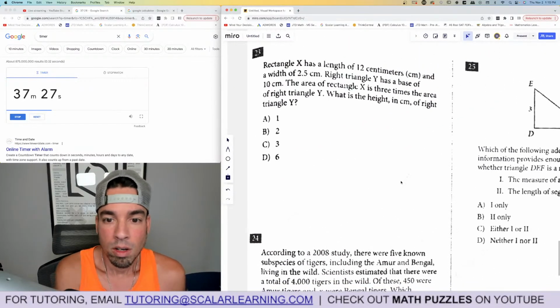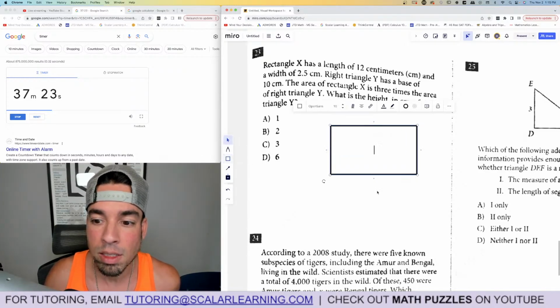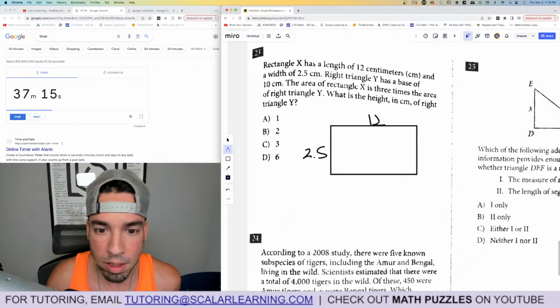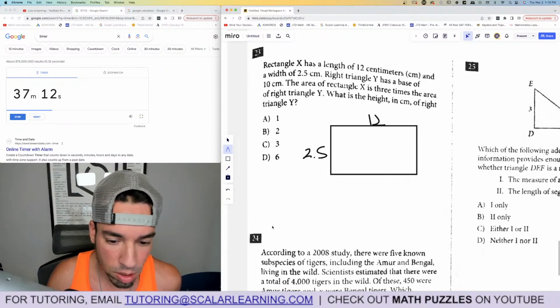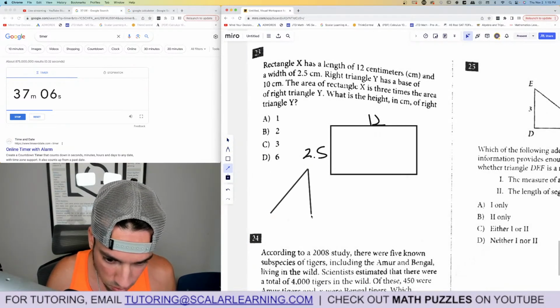All right. Rectangle X, here, let's draw this out. Rectangle X has a length of 12 centimeters and a width of 2.5. Right triangle X, Y. Hold on, I need to draw that out. Let me draw it with the line tool. Make it look nice. Boom, we need a right triangle.